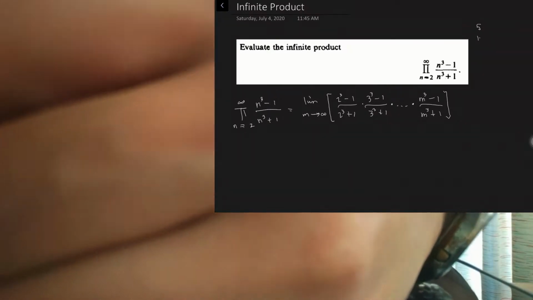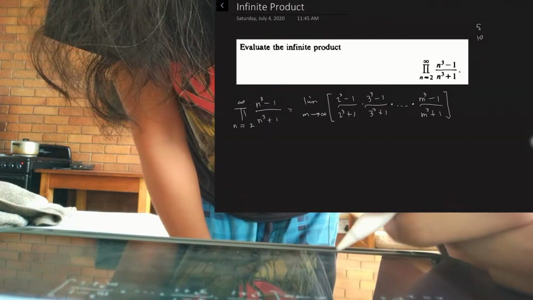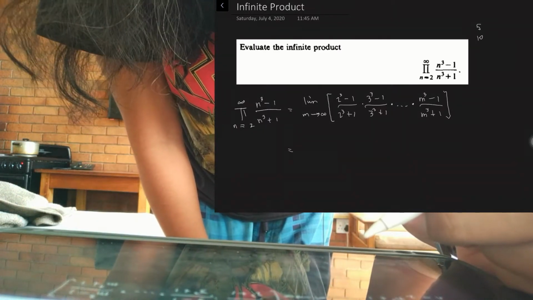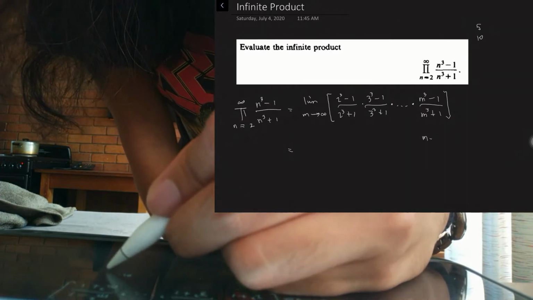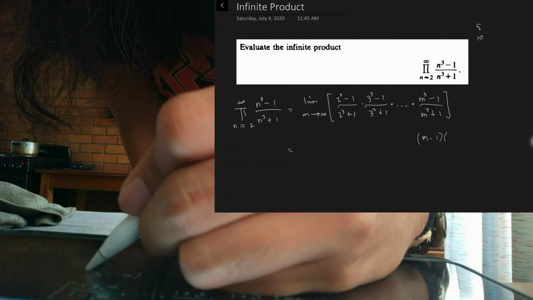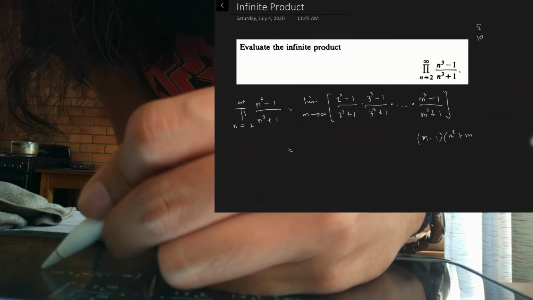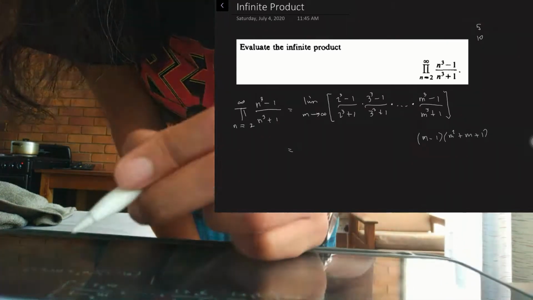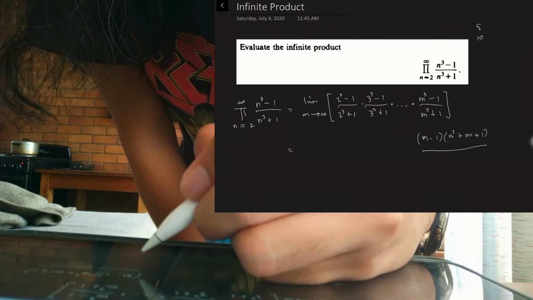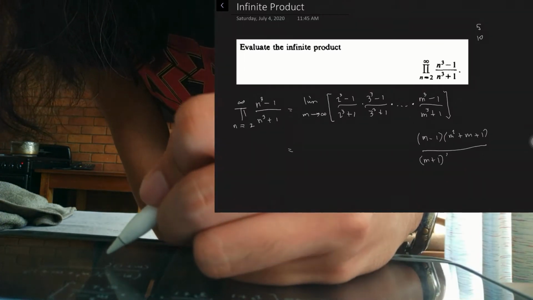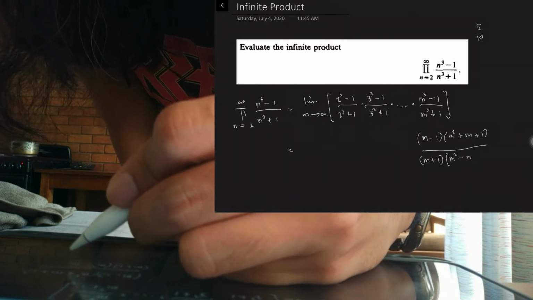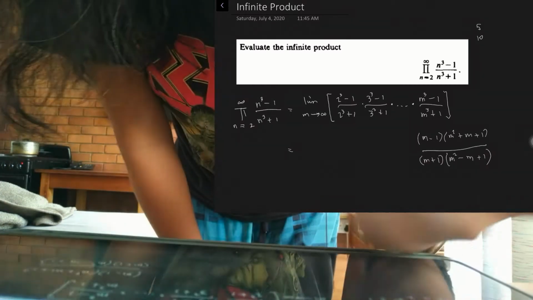Okay, 10. All right, so the mth term: note that you can write the numerator as m minus 1 multiplied by m squared plus m plus 1, correct? And the same thing with the denominator, I can write that as m plus 1 multiplied by m squared minus m plus 1.